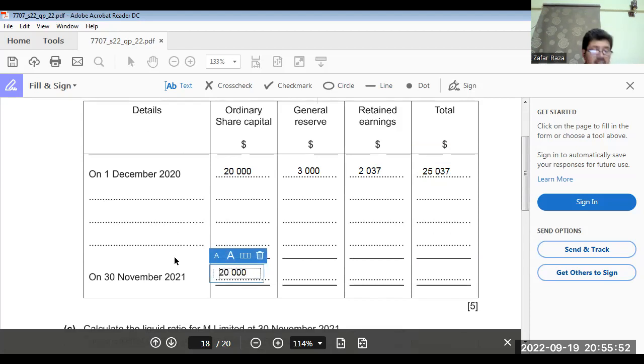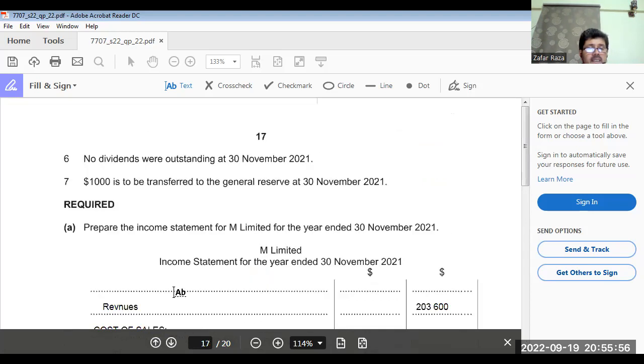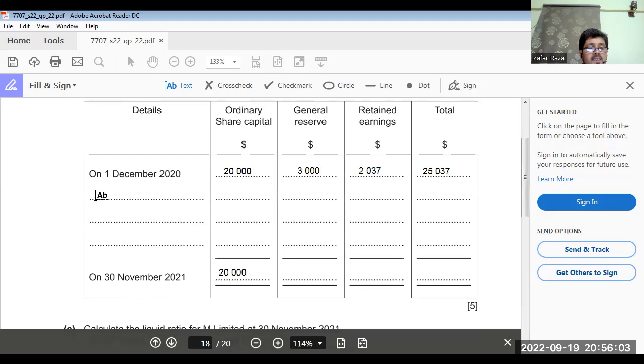General reserve. So we have to see the adjustment. Dividend outstanding on 30th November, 1,000 transfer to general reserve. So what we have to do? Transfer to general reserve, 1,000. So total general reserve would be 4,000. There is no impact of this transaction on total equity.